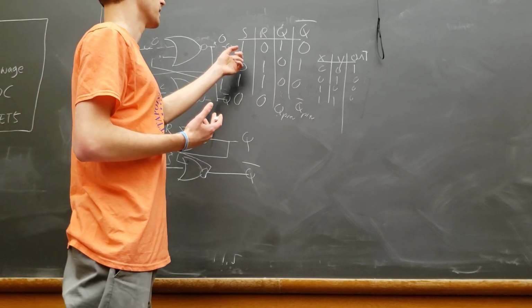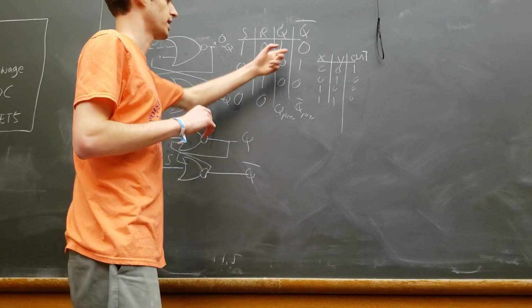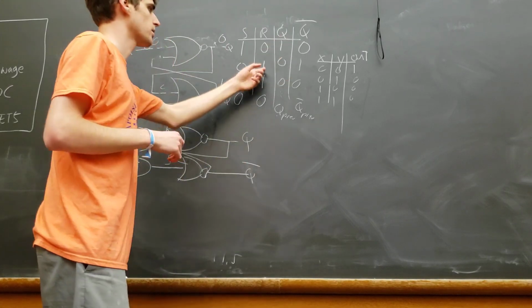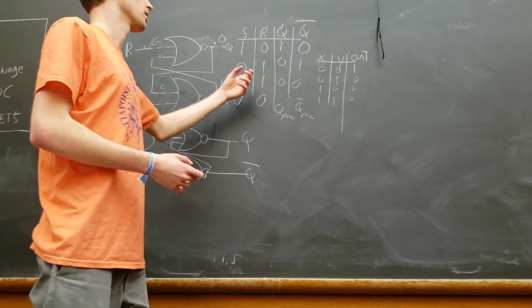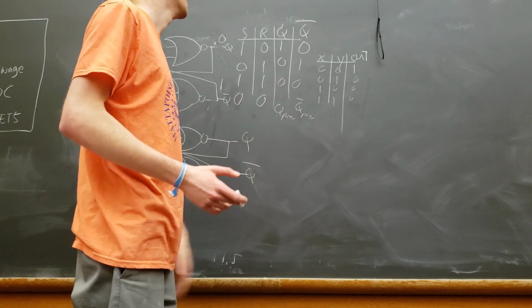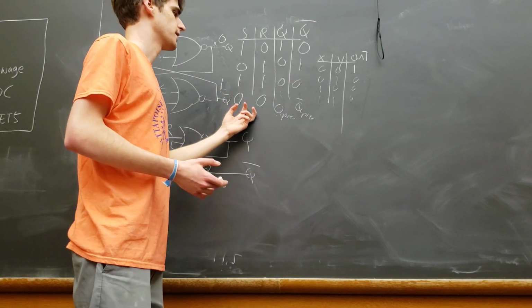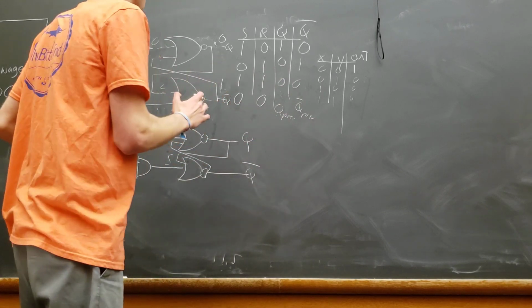We know that when S is a 1, this is called set, and you're setting Q to 1. And when R is a 1, this is called reset, and you're setting Q to a 0. When S and R are both 1, that's bad. You don't want that to happen because Q equals Q naught. And when they're both 0, that just means that Q equals Q previous, Q naught equals Q naught previous. So we know what this does.